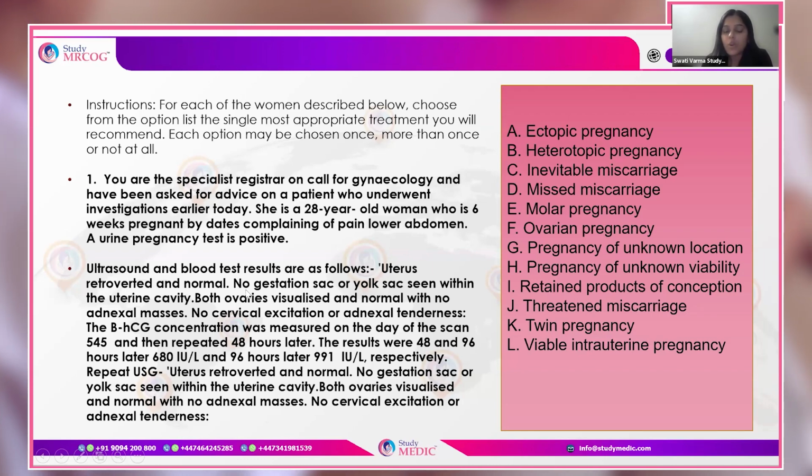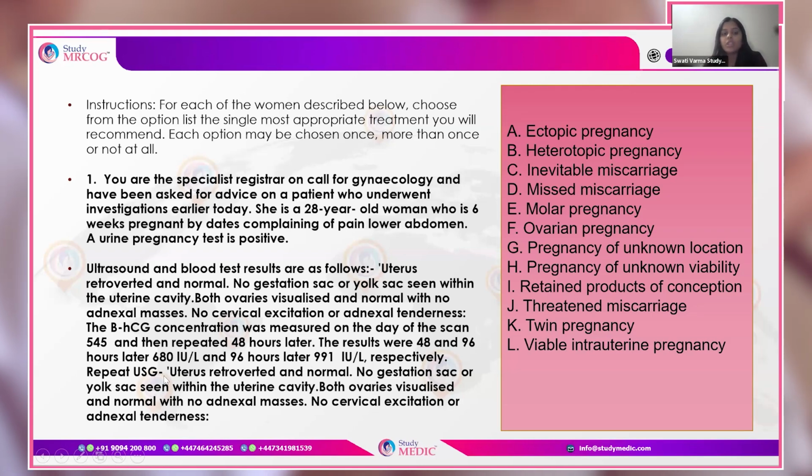Uterus is retroverted and normal on ultrasound. No gestational sac or yolk sac is seen in the cavity. Both ovaries are normal with no adnexal masses, no cervical excitation or adnexal tenderness. The beta-HCG on the day of scan is 545, and then it is repeated 48 hours later and also 96 hours later. The values are 680 and 991.